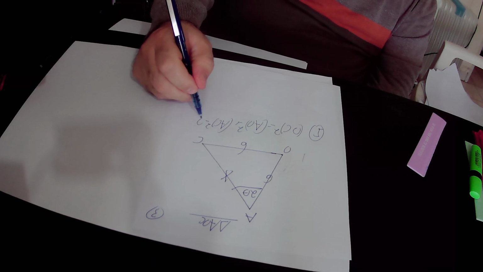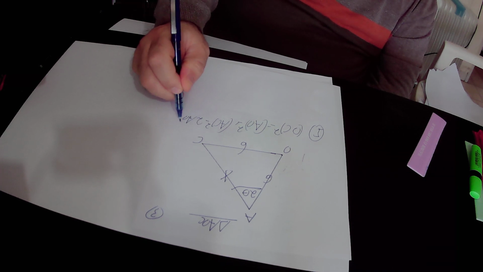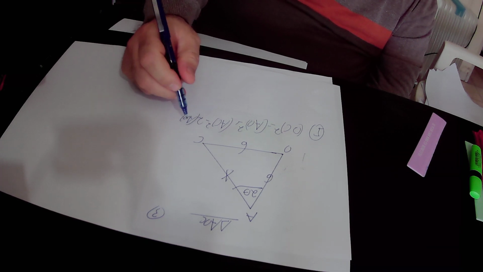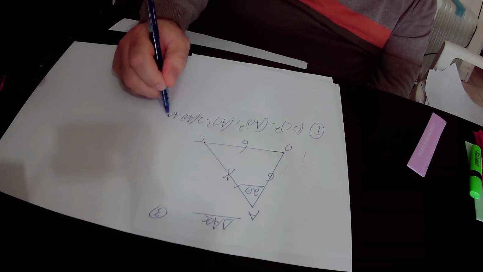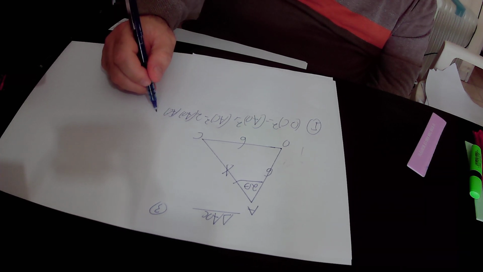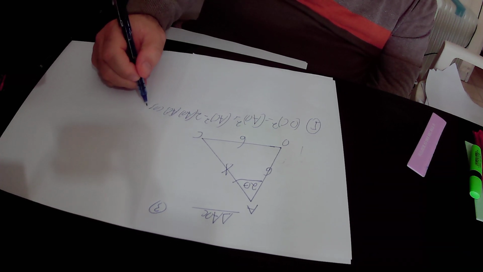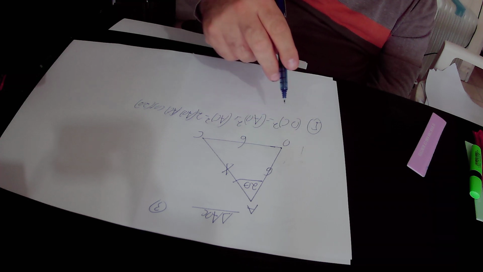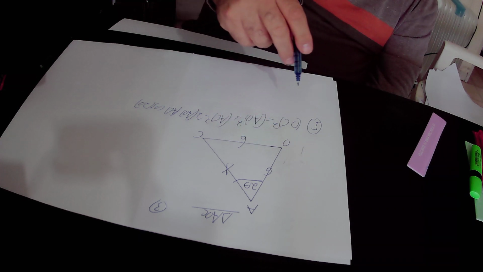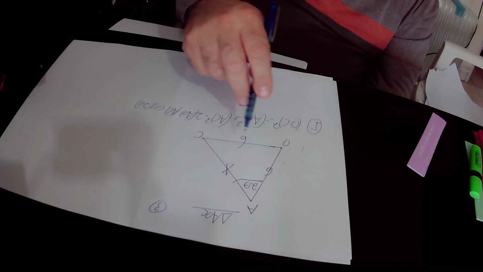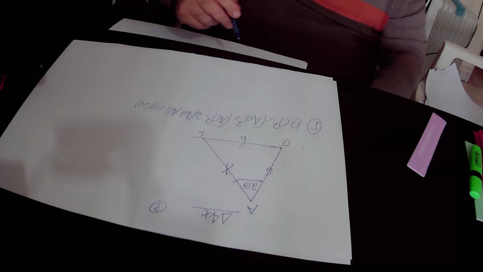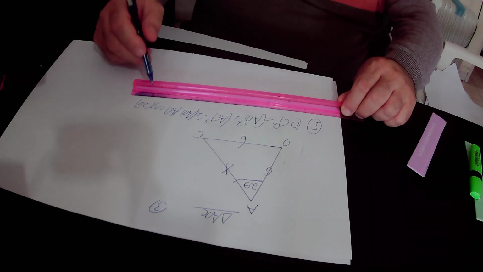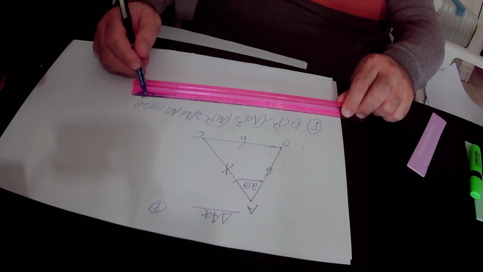minus 2 times AO times AC times cosine 2 theta. Okay, again, OC squared equals AO squared plus AC squared minus 2 times AO times AC times cosine 2 theta. This is equation number 1.